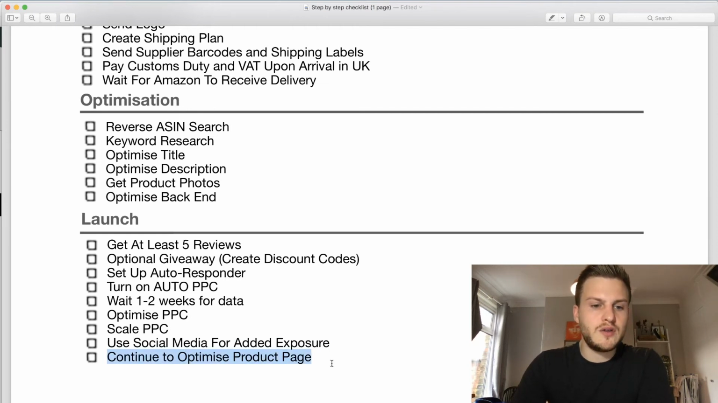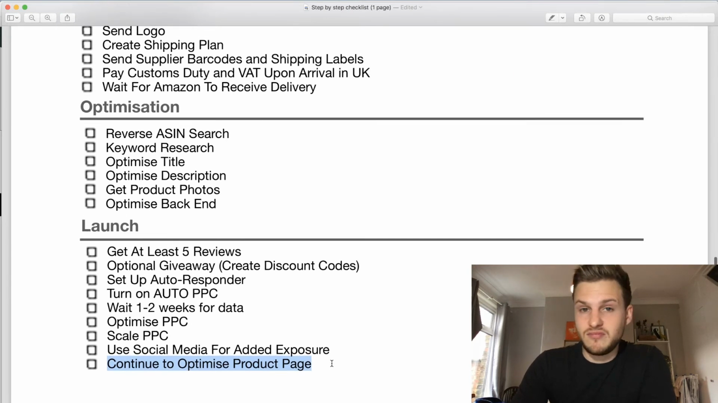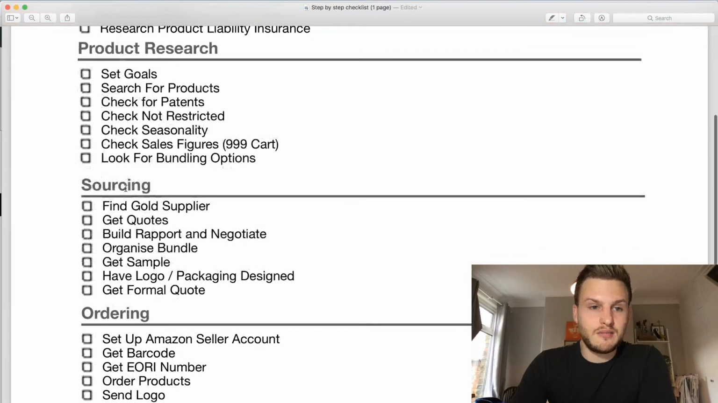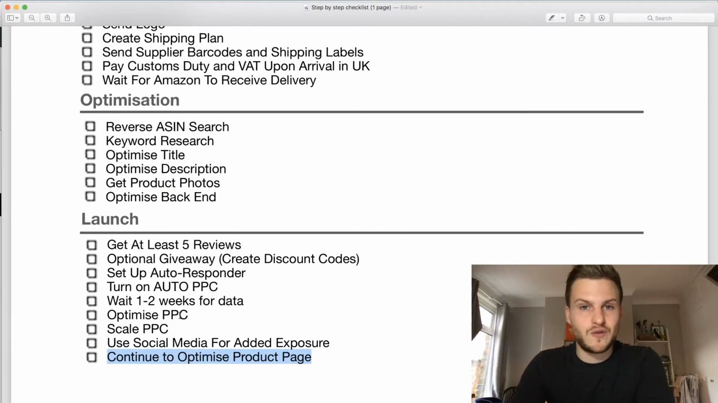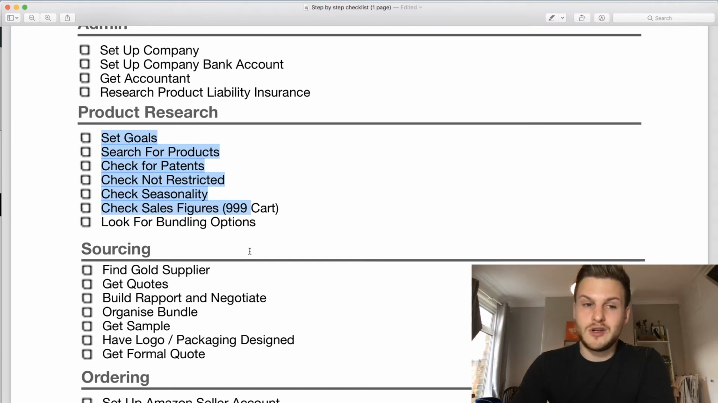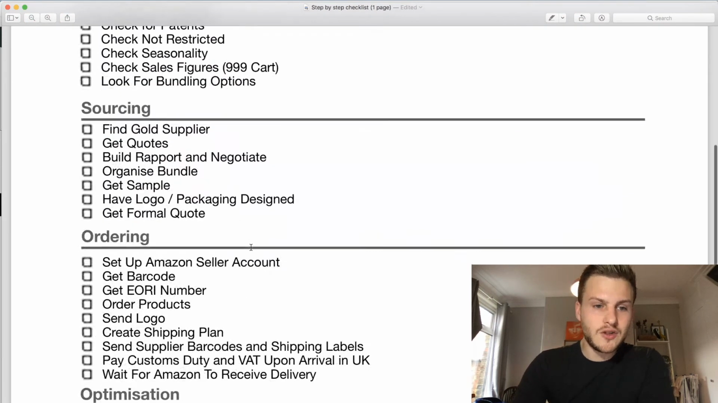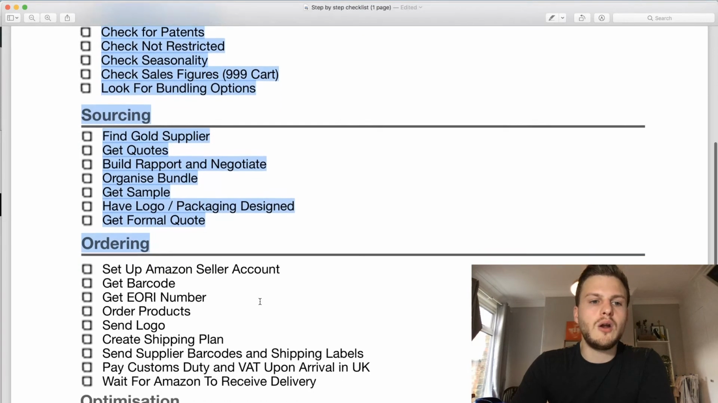The last thing you want to do is continue to optimize your product page into the future, and really just repeat the process start to finish for your next product. So once you have your 14-day payouts from Amazon, you can start this process all over again with your setting your goals for the next product, which might be, again, a little bit different. You might have more money to play with, and just continue on. And actually, the second time you do it, this process will be a lot quicker.